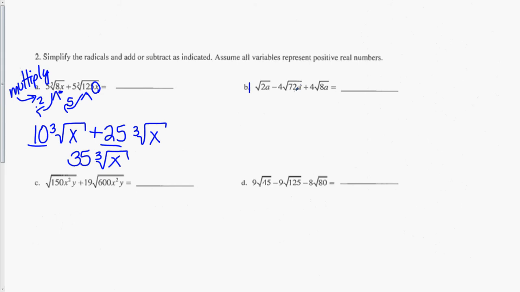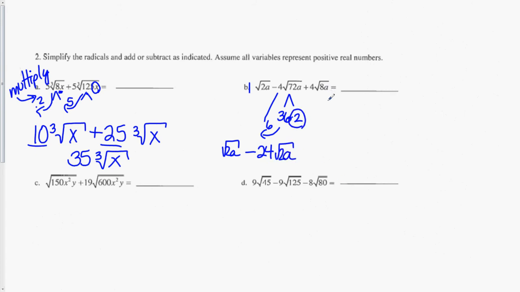I know that 9 goes into 72 8 times, but I'm thinking there might be a higher perfect square that goes into 72. So if I go down through my list, I'm going to check 16, I'm going to check 25, and when I check 36, 36 is the highest root that goes into it, and it's 36 times 2. So 36 comes out as a 6. I already have a 4 there. So from the beginning, I have a square root of 2a, and then I've got a 4 times a 6, so minus 24 square root of 2a.